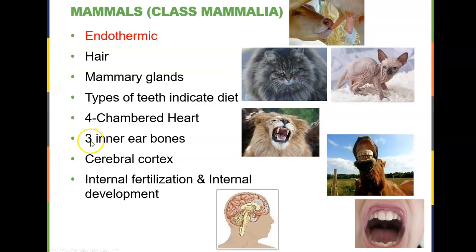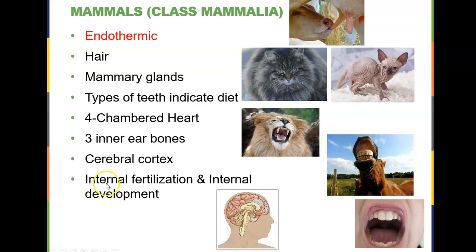Additionally, mammals have 3 tiny little bones in their inner ear, which transmit sound waves into something that can be recognized by our nervous system, a signal. And that is characteristic of all members of class Mammalia. Also, mammals have a cerebral cortex. Now, it varies depending on the animal, but the cerebral cortex is the outer part of the brain, which is very developed in humans, but may not be as developed in other mammals. But this is the thinking part of the brain, and it is present in all mammals.